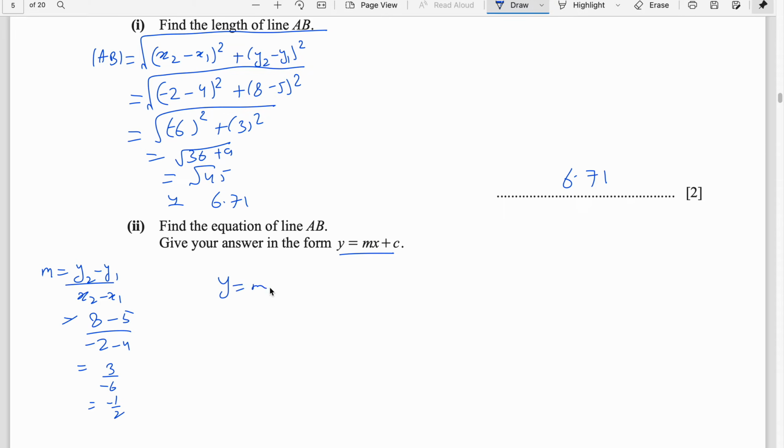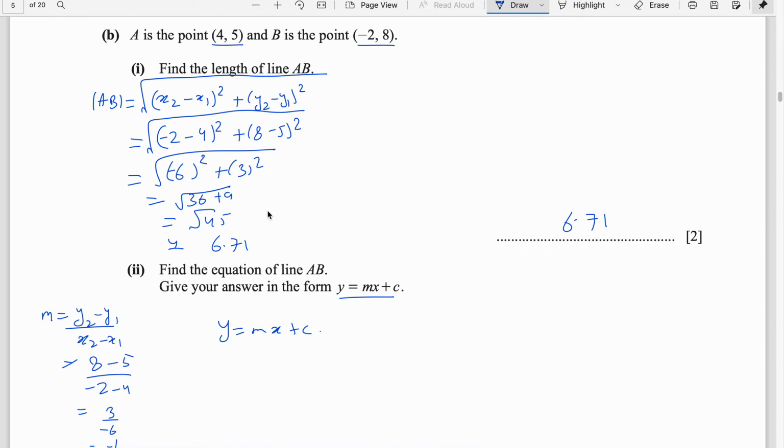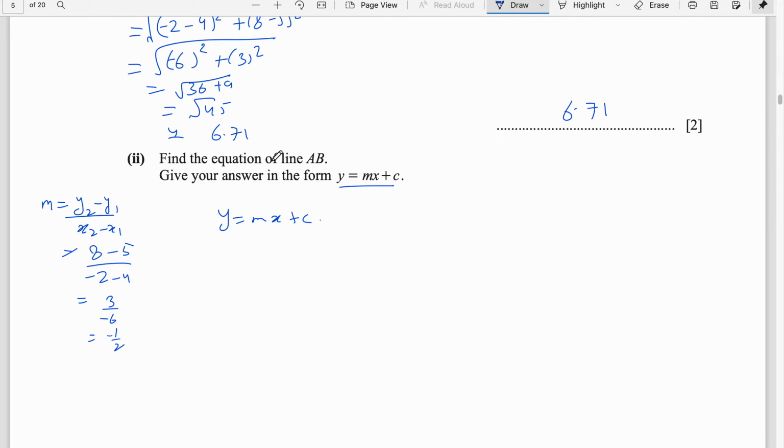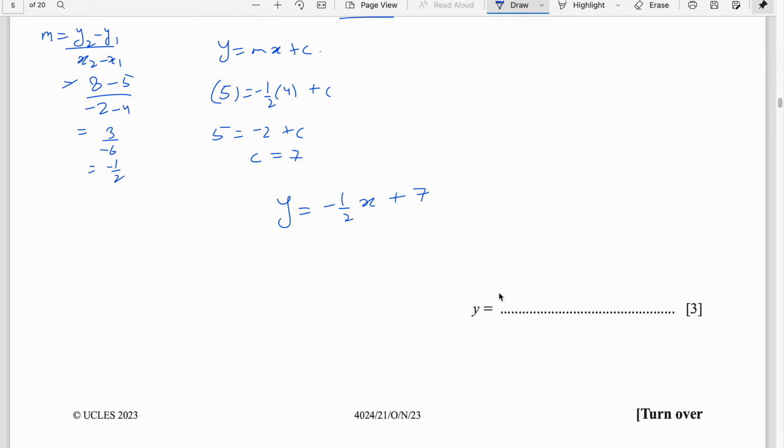And y equals mx plus c. I am using the point (4, 5). So y is 5, gradient is negative 1 by 2, x was 4. That equals minus 2. c equals 7. So y equals negative 1 by 2 x plus 7. Do write the answer in the answer space.